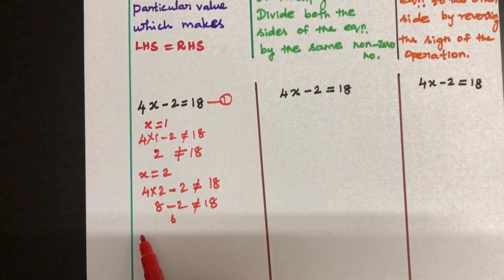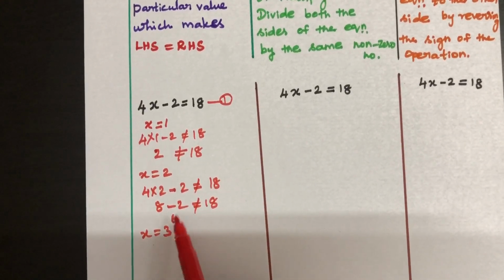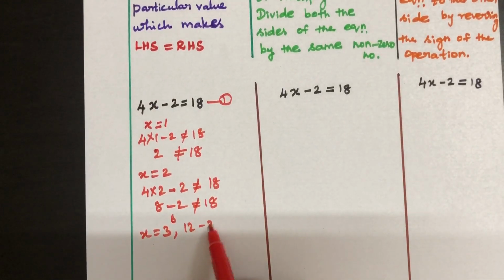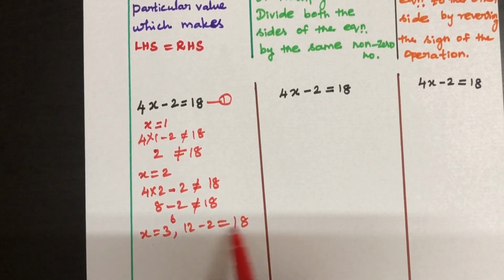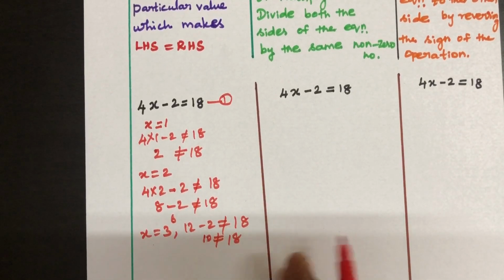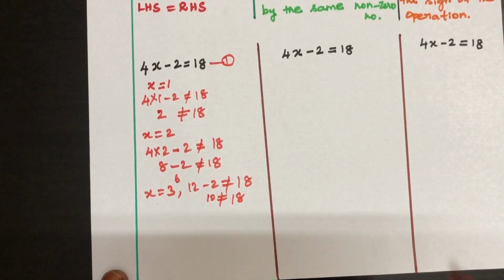Now let us try with x equal to 3. If we give x equal to 3, 4 3s are 4 into 3, 12 minus 2 is equal to 18. Is it equal to 18? No, right? Because 12 minus 2 is 10. This is not equal to 18. Again error happened.